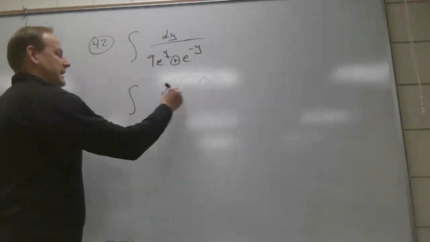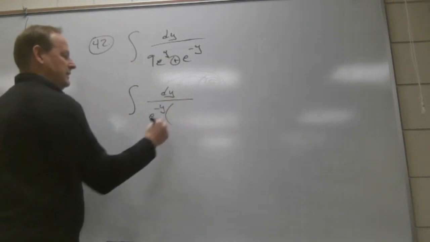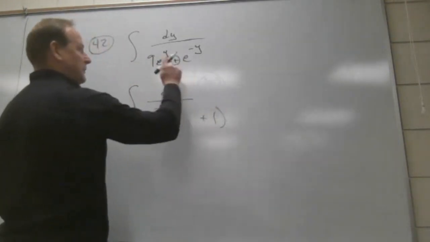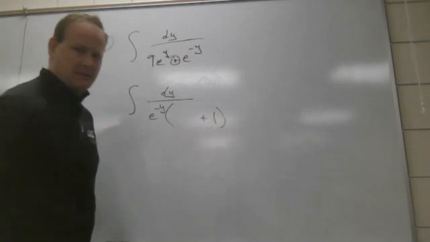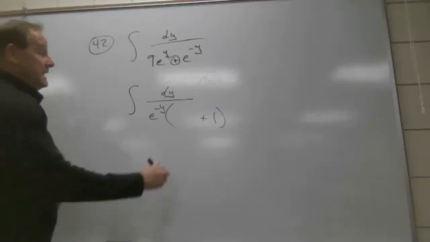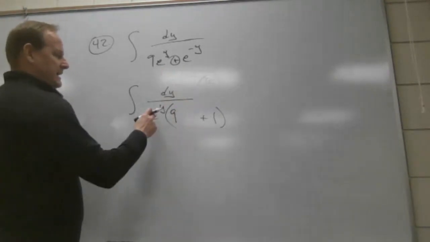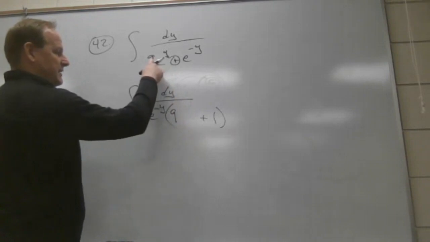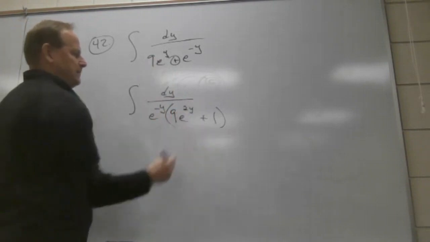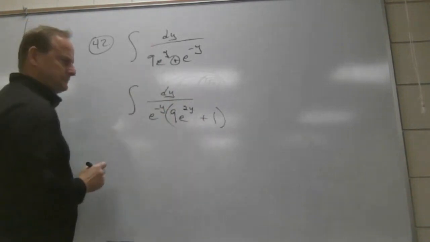What if I factored an e to the minus y out front? What would be left? Well, I'd be left with plus 1 on the right side, wouldn't I? Which is a little bit nicer. And then what would I have in here? I'd still have a 9, but e to the minus y times what is e to the y? Well, you add exponents, so it'd be e to the 2y, right? Because 2y minus y is just y.